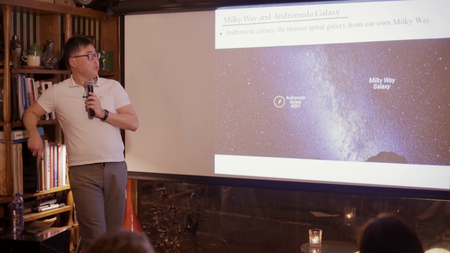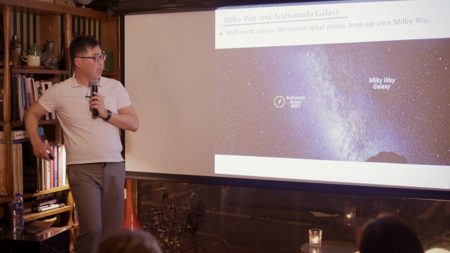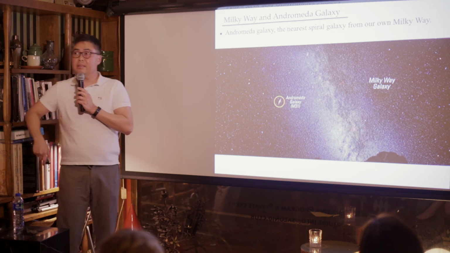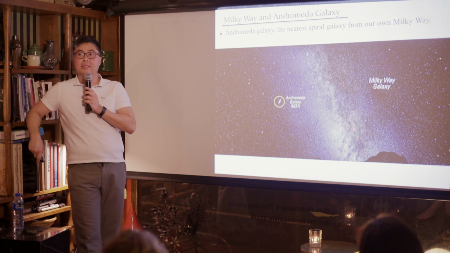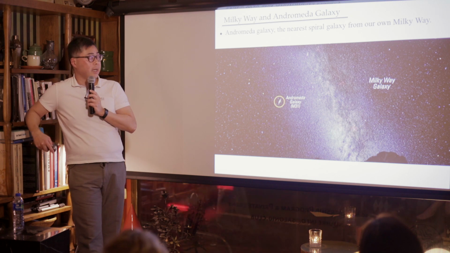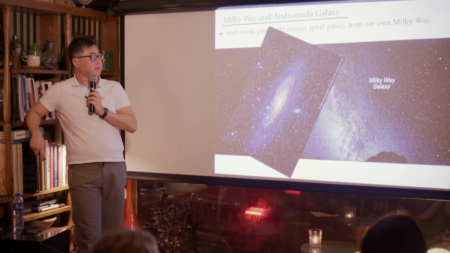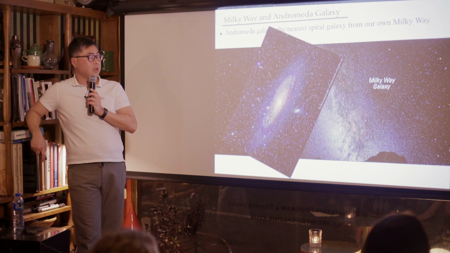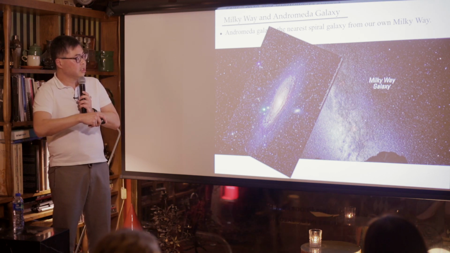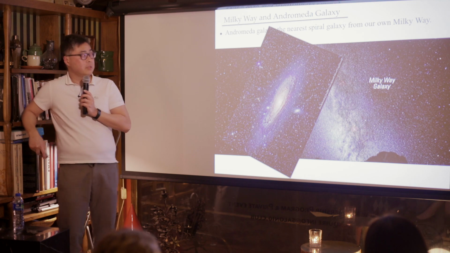Now let me switch to another type of galaxy. Here again is the plane of the Milky Way. This is the Andromeda Galaxy. The Andromeda Galaxy is the closest spiral galaxy to our own galaxy. So let me zoom it up. But what I want to focus on is not the spiral galaxy itself. I want to focus on the small galaxies around this spiral galaxy.